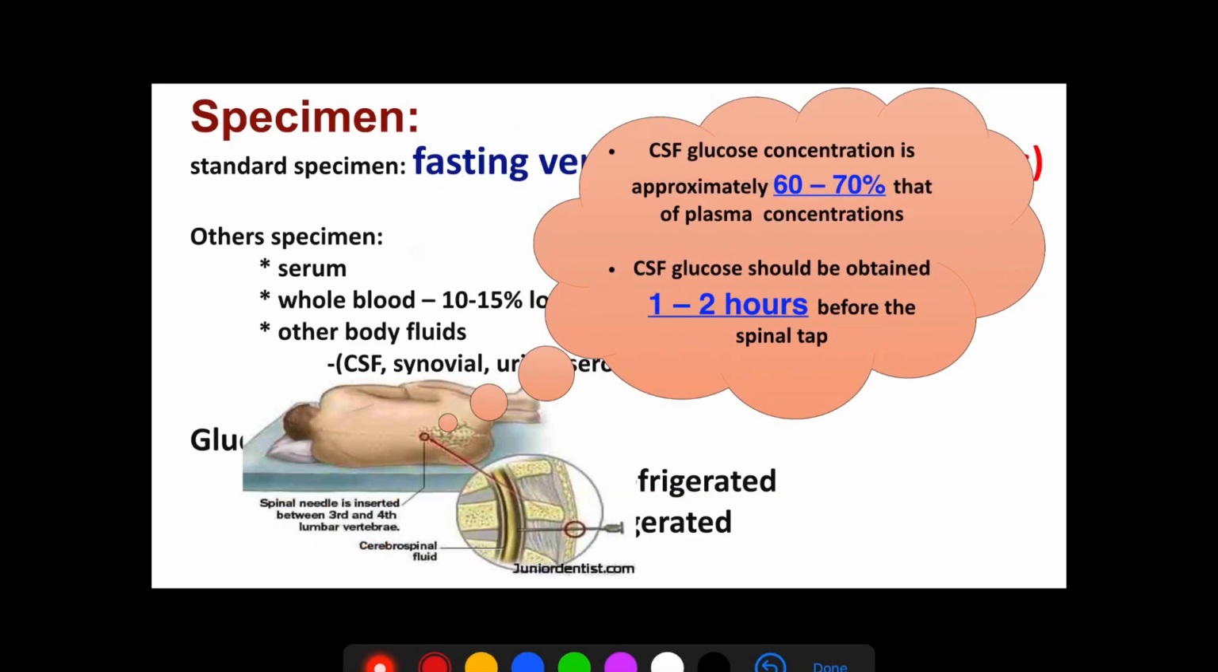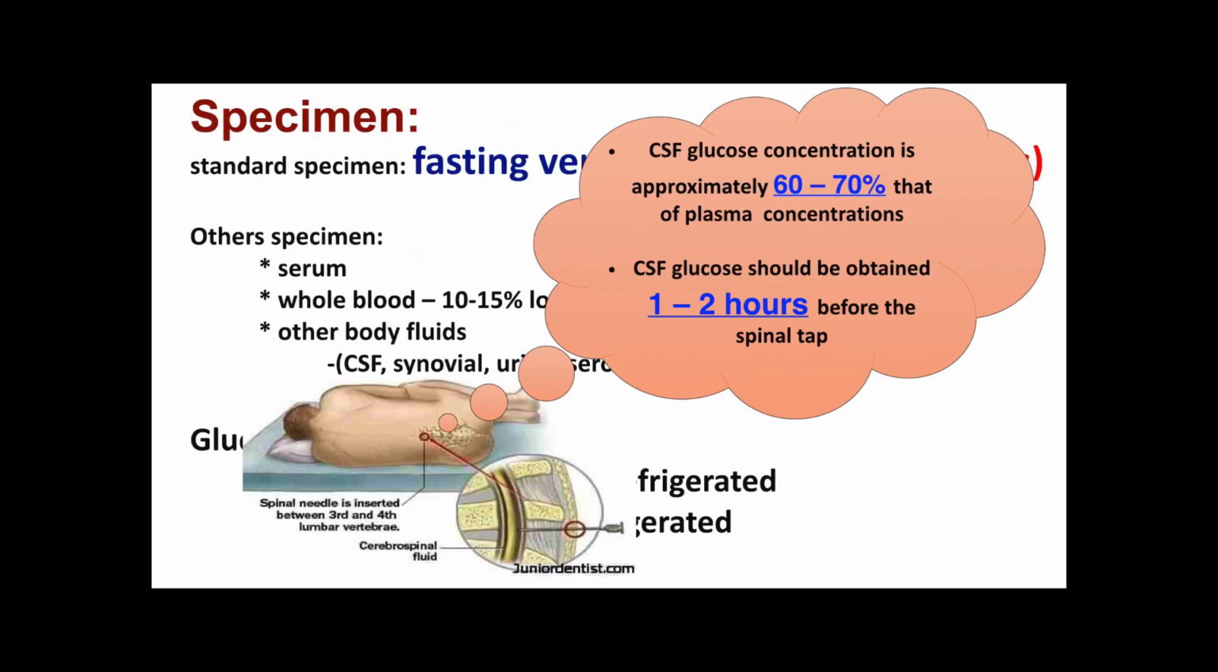And for CSF sample, we obtain this one through a lumbar puncture, or what we call the spinal tap. And we have to take note that the CSF glucose concentration is approximately 60 to 70% that of plasma concentration. So meaning to say, if you have a 100 milligrams per dL plasma glucose, then the estimated CSF glucose is about 60 to 70 milligrams per dL.